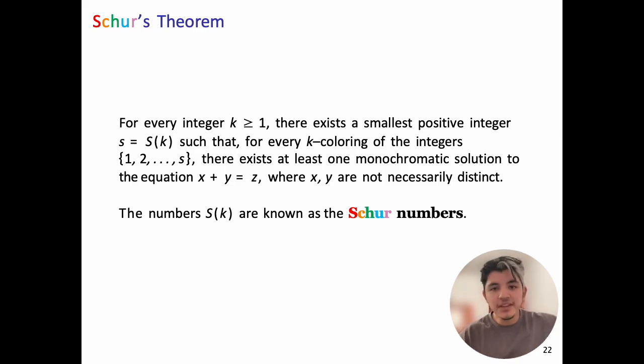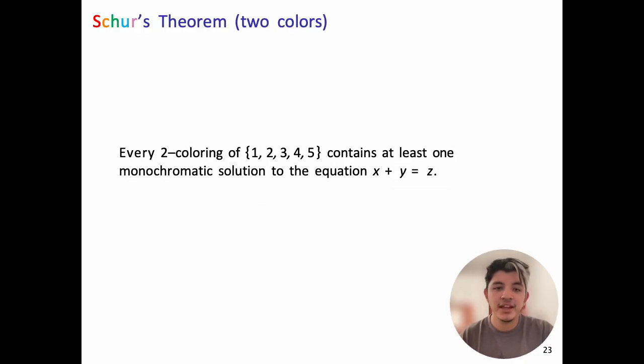Now, in order to give an example of this theorem, we are going to look at the two-color version. The two-color version of Schur's theorem states that every 2-coloring of the integers 1 up to 5 contains at least one monochromatic solution to the equation x plus y equals z. Let's prove this theorem, okay?